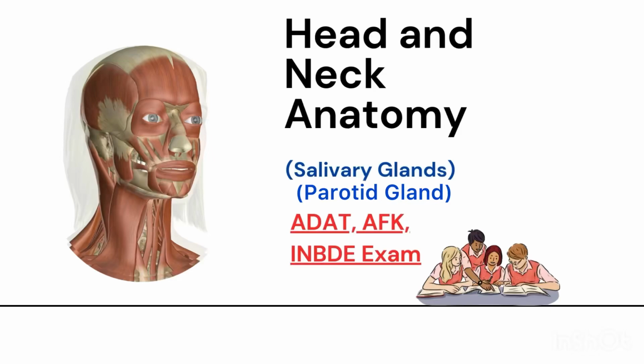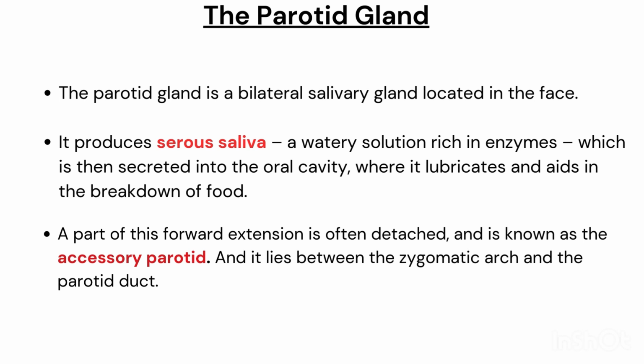Today I will be presenting slides on the topic salivary glands for the head and neck anatomy series. So let's get started. From the three major salivary glands, parotid, submandibular and sublingual, let's discuss first about the parotid gland. So now the parotid gland, it is a bilateral salivary gland. It is located in the face.